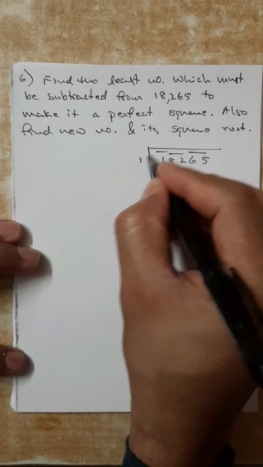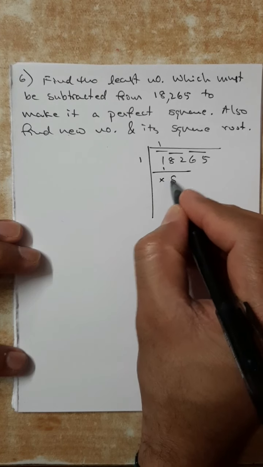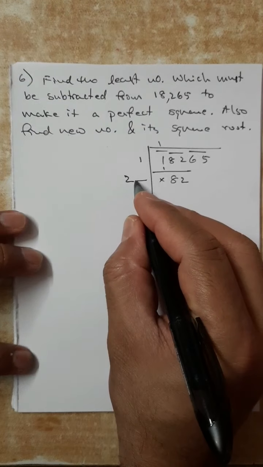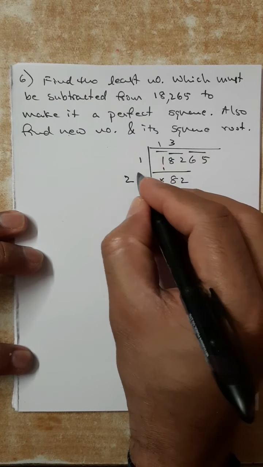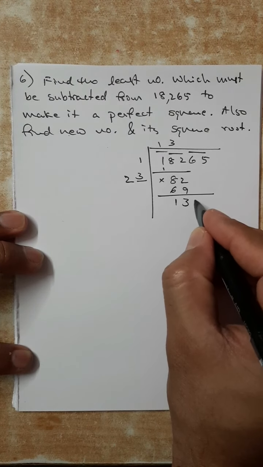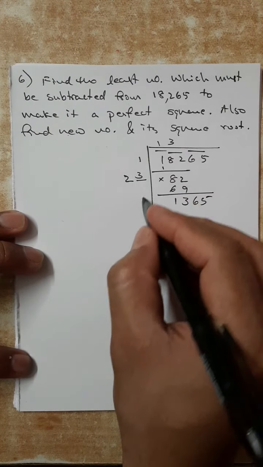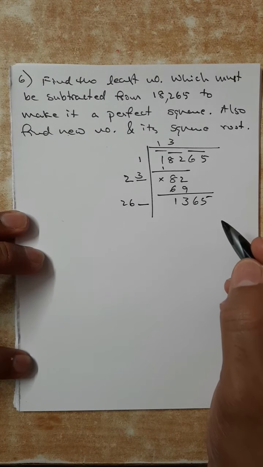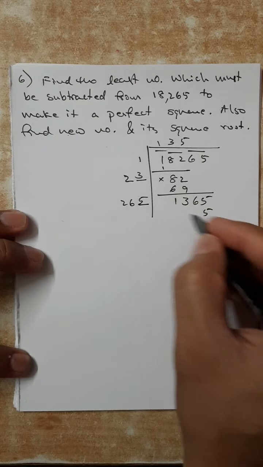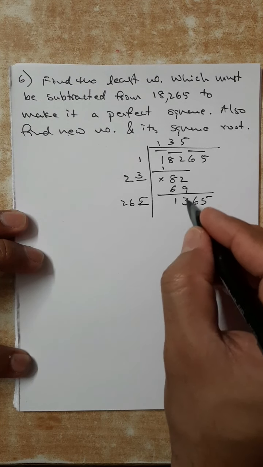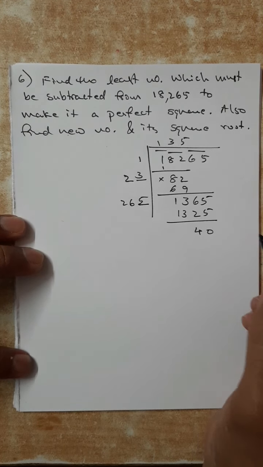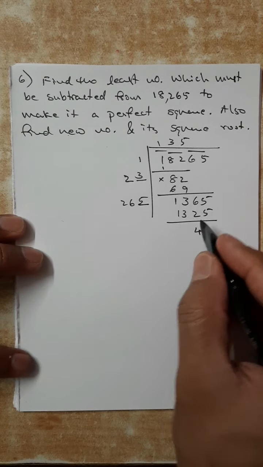First group is 1, 1 ones are 1, nothing balance. Next group is 82, double of 1 is 2, with 2 what to write? If I write 2, 22 into 2, small number 3 I can write, 23 into 3, 3 3s are 9, 2 3s are 6, 13, 65, next group, double of 13, 26, filling with something, 5 will go, balance is 40.